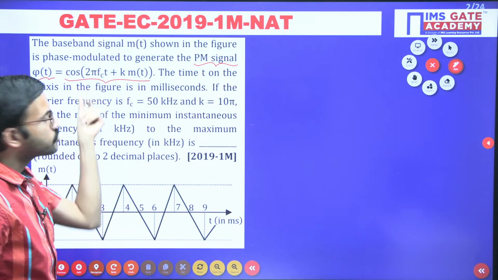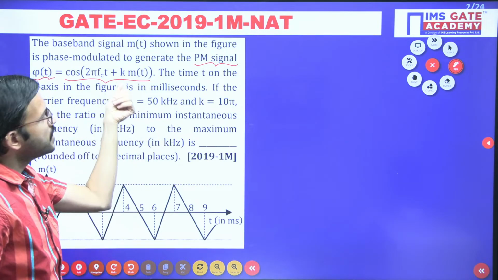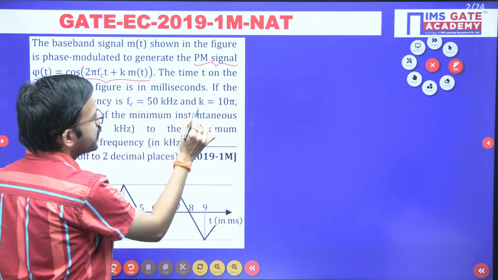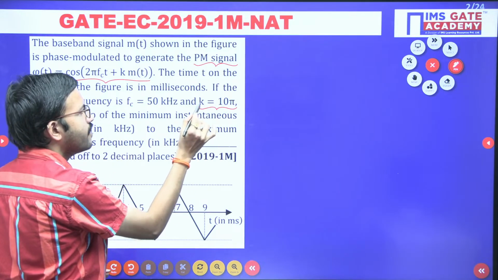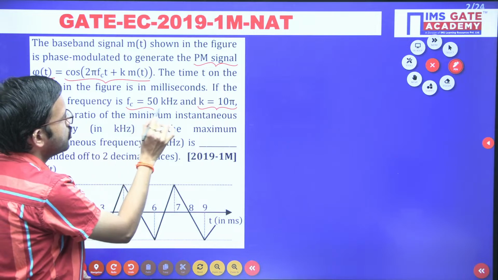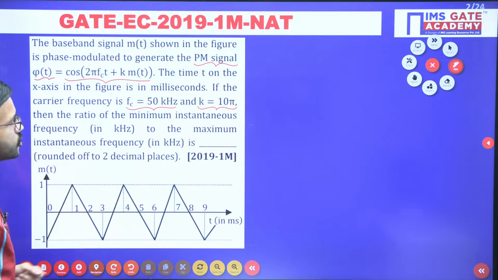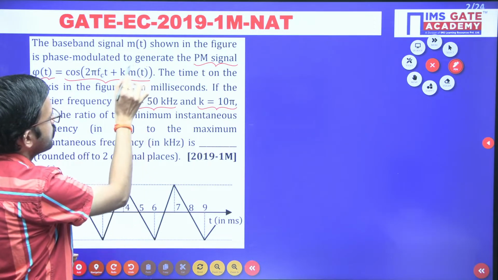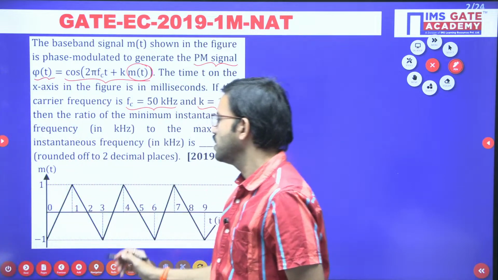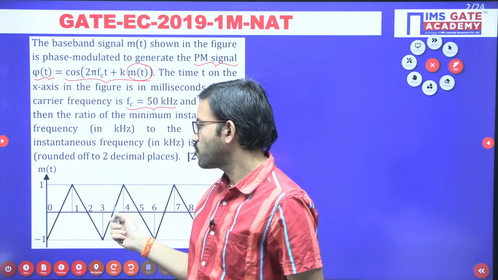Here you have cos 2 pi fc t plus kp into m of t, but in this question they have considered simply k, that is the phase constant. The k value they have given is 10 pi, and the carrier frequency fc is 50 kilohertz, right? Regarding m of t, they have given a waveform like this. Please respond, what is this particular waveform? What is your observation?